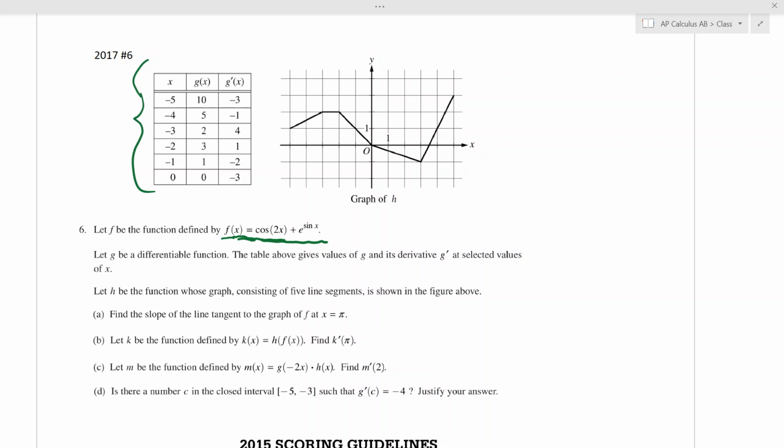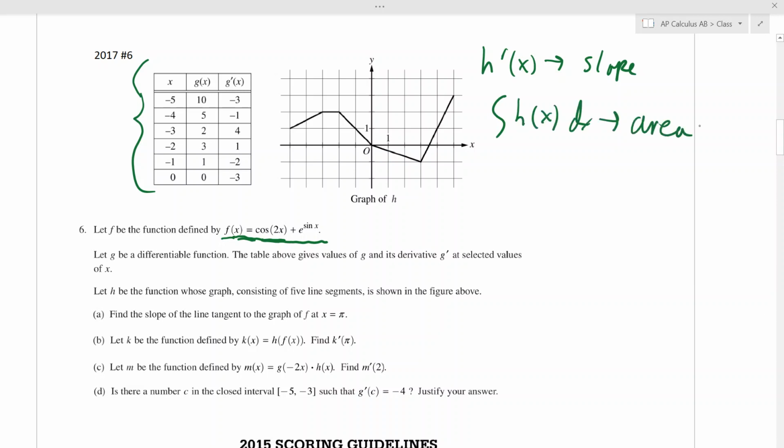And remember, given a graph for h, we can derive it. H prime of x is just going to be the slope of any line segment, because they're all just line segments there, depending on where they want you to find the derivative. And if you had to integrate h of x, you'd have to find the area. Now, I don't think they're going to do that in this question. It looks like it's all derivatives. But that's how you would do it from a graph.